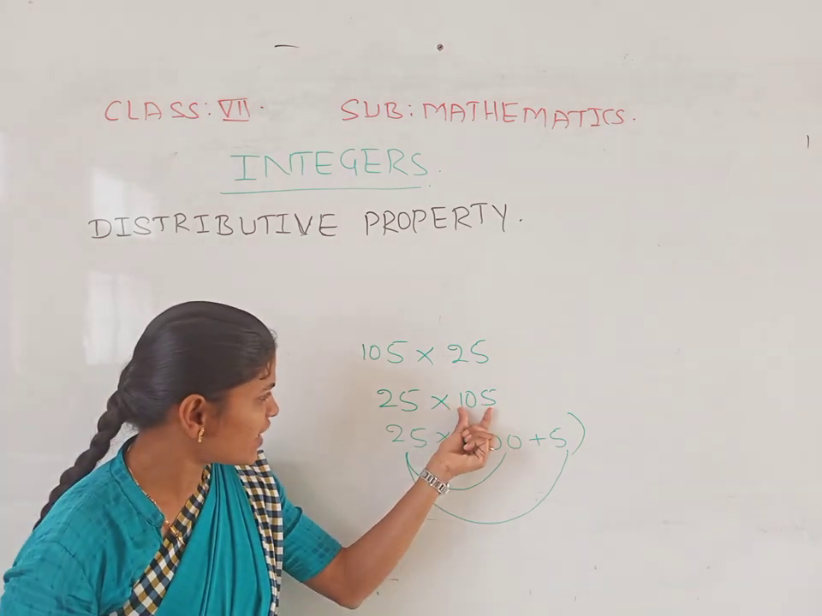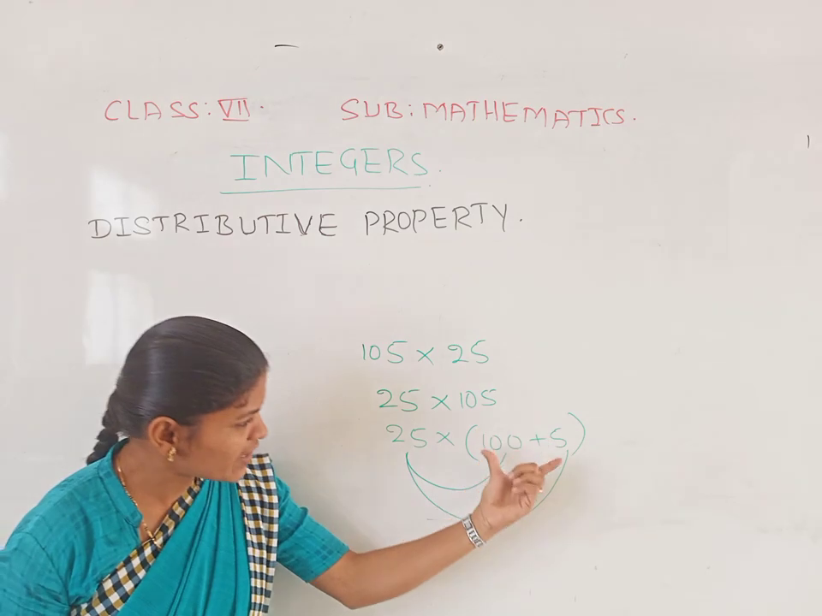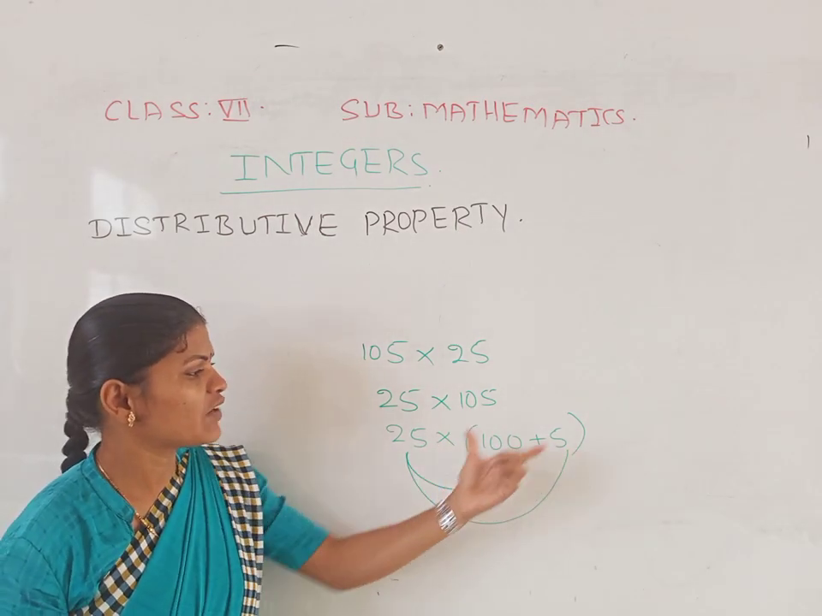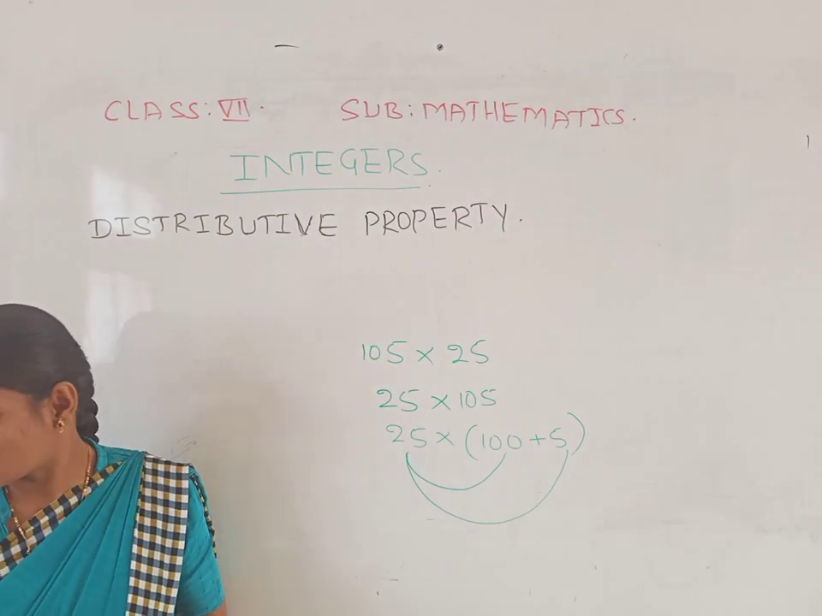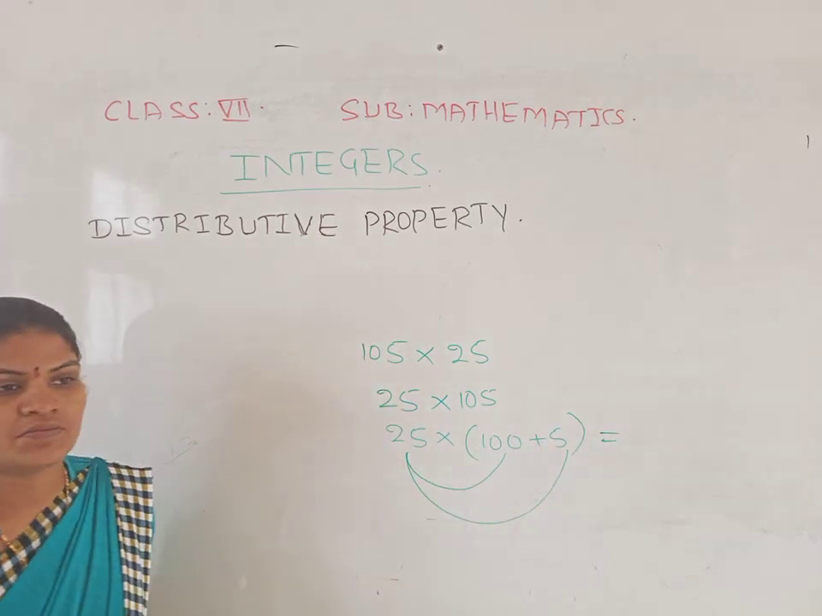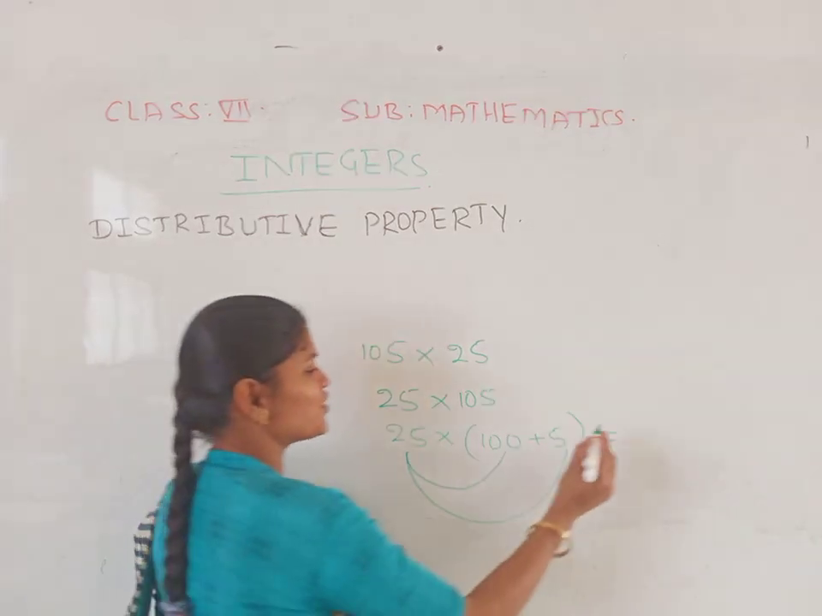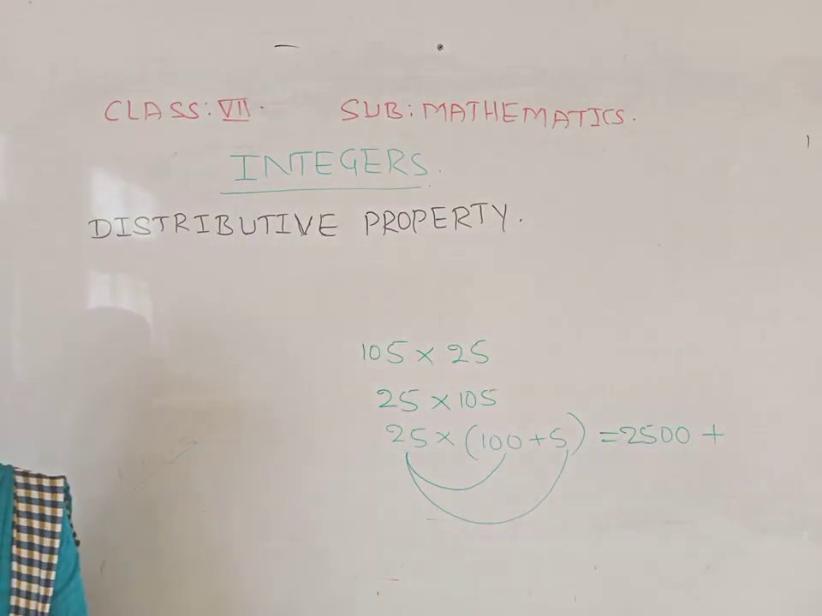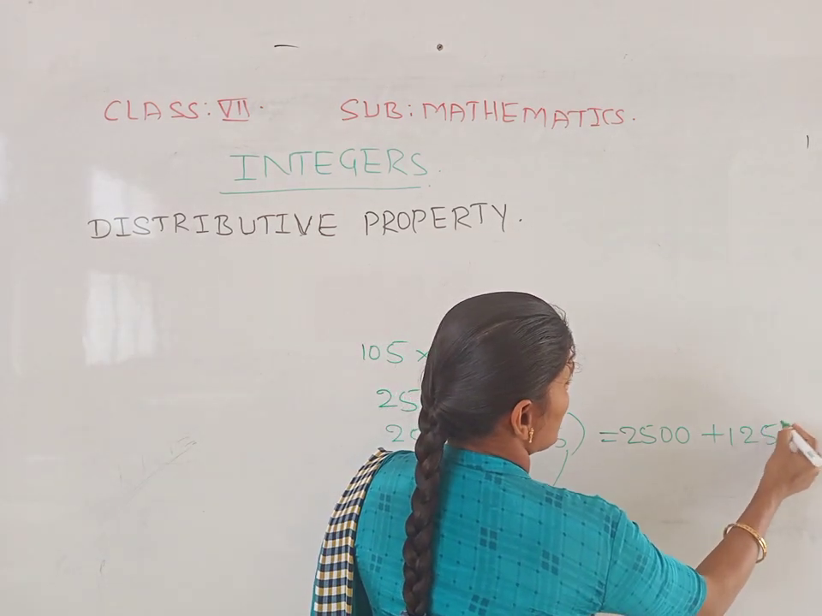Here I have added and together I can multiply, that is also the same. If I split the number, multiply each split part, then add the products, you are getting the same answer. Shall we check it? One more example. 25 into 100 is 2500. And 25 into 5 is 125.